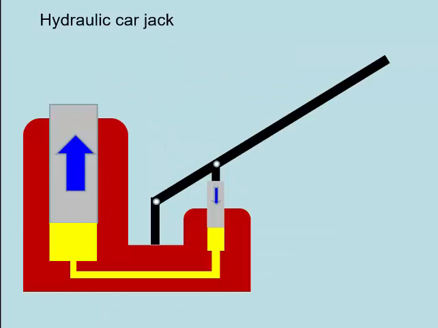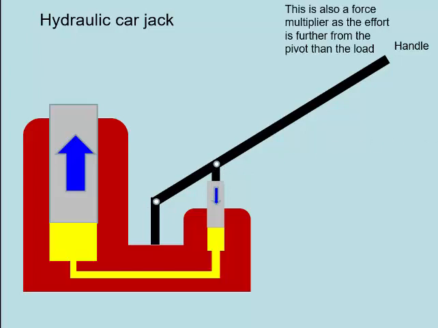An example of that would be a hydraulic car jack. What we've got here is a simple diagram of a hydraulic car jack. This is the handle, which is pivoted at this point and attached to the input piston at this point. You'll see that the handle is also acting as a force multiplier, as the effort, which we'd put in here where we put our hand, is much further from the pivot here than the load is, which is this point. The car would go at this point here, so this is our large piston, which would go up.